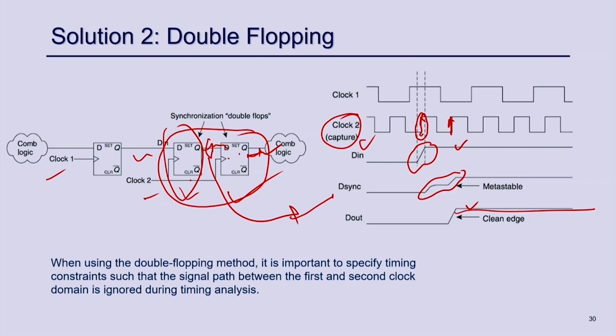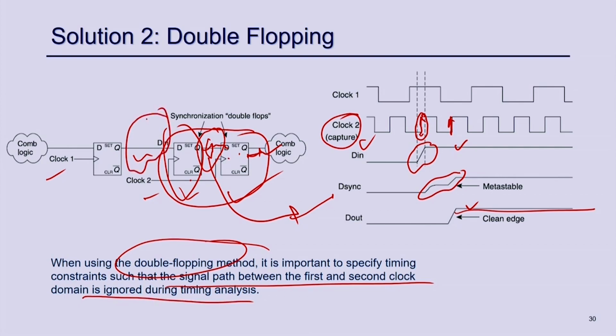One point to be noted here: whenever you have this double flopping method, the timing engine should not do any optimization on this technique, because this is a redundant part. It has to be specified that the path between the first clock and the second clock domain is ignored during timing synthesis, because that is not required, as it will be taken care of by this technique.